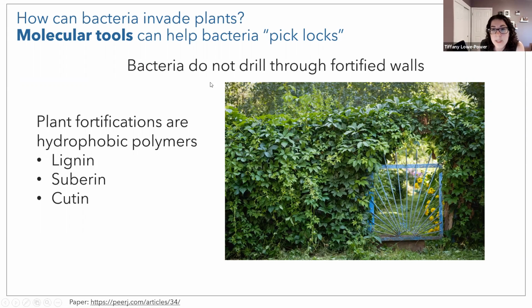One of the key things I want you to remember is that bacteria go through gates in the plants, but they don't drill through the fortified walls. And so plants have fortified polymers of lignin, suberin, and cutin. The commonalities of all of these are that they're really hydrophobic and are not very easy to degrade. There are some fungi that can degrade them, but bacteria are a little bit lazy.